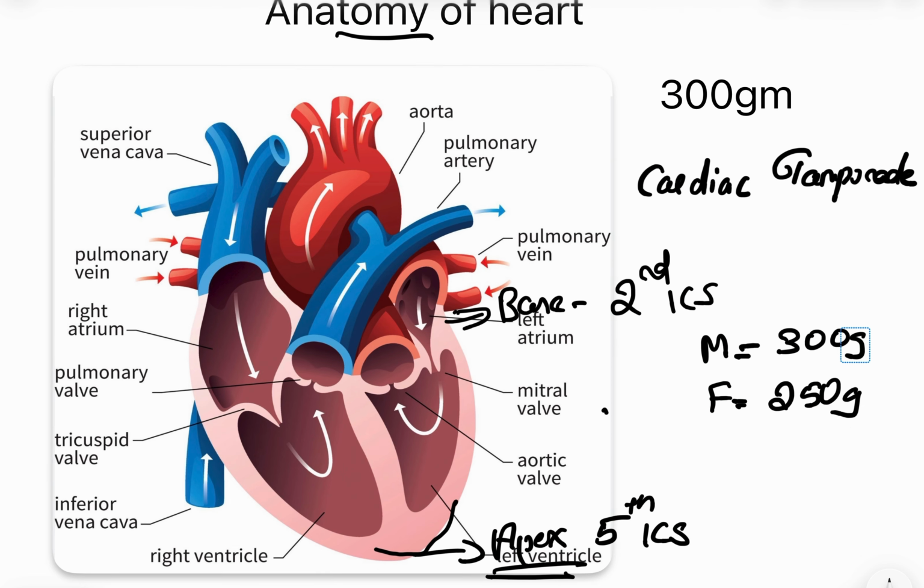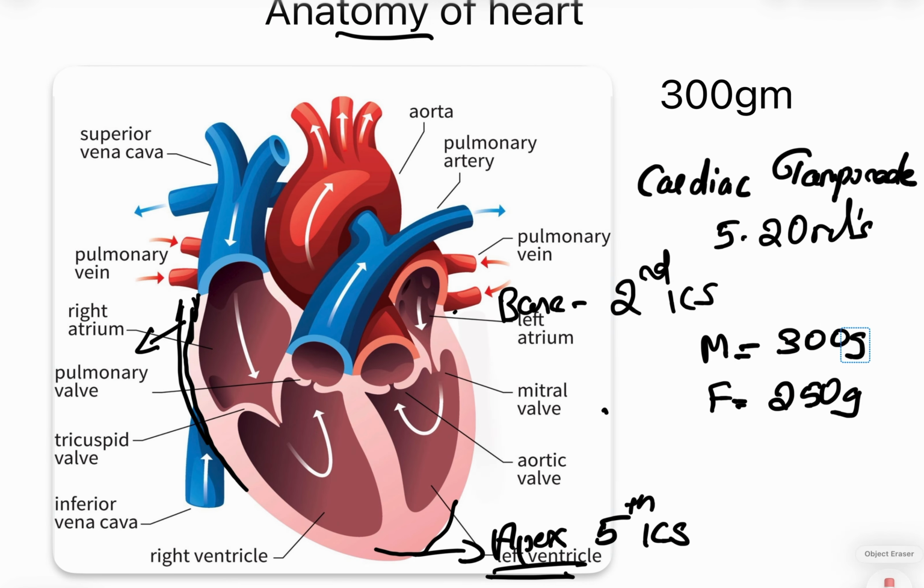Then we learned about the pericardium. The pericardium is a layer which covers the heart, but the pericardium itself has two layers, an outer fibrous layer and an inner serous layer. There is a fluid between the outer fibrous and inner serous layer. The name of the fluid is pericardial fluid. The normal amount of pericardial fluid in a healthy adult is 5 to 20 ml.